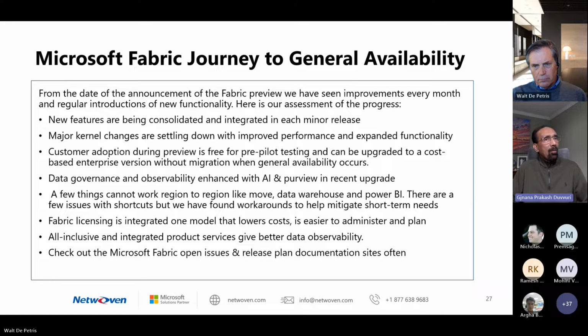In Power BI, most of the features work. If some features have issues, they are fixing them immediately. There are a few issues with shortcuts that will be resolved. We got assurance from Microsoft that it will be resolved, but we have found workarounds to help mitigate short-term needs. Fabric licensing is an integrated, one-model approach that lowers costs. It is easier to administrate and plan. All-inclusive and integrated product services give better data observability.